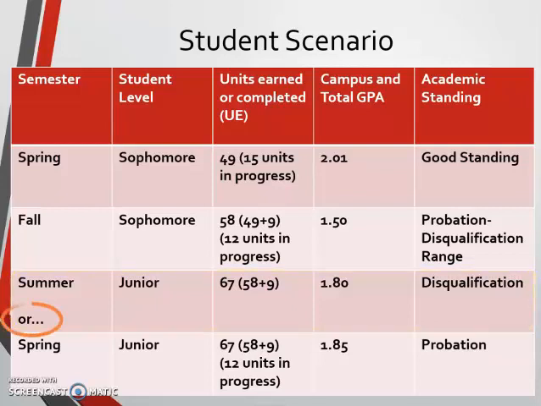Alternatively, say the student is able to improve their GPA to 1.85. The student would be able to continue in the fall on probation and remain on probation until they improve to good standing or are disqualified. Note that students who are readmitted on probation, regardless of the improvement of their GPA, must earn at least a 2.5 term GPA to continue to the next semester, and will remain readmitted on probation until their GPA is no longer in the disqualification range.